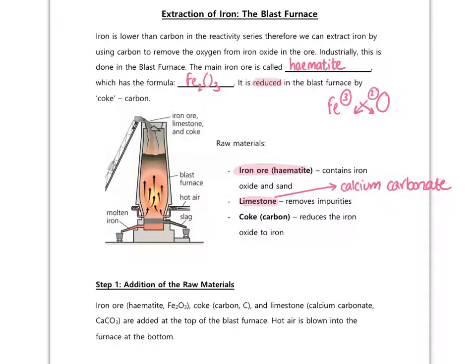And then finally we have coke or carbon. So coke is almost pure carbon, and that reduces the iron oxide to iron. It does that by stealing the oxygen from the iron oxide, and so it reduces the iron oxide to iron because it removes the oxygen. The loss of oxygen is defined as reduction. So you can be asked as a short question, what are the raw materials in the blast furnace? Or they might give you one of them and say what other 2 raw materials need to be added to the blast furnace. And so it's really important that you know those 3 raw materials and their general purpose within the blast furnace.